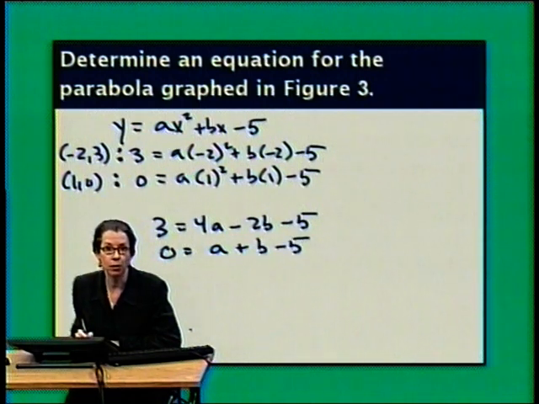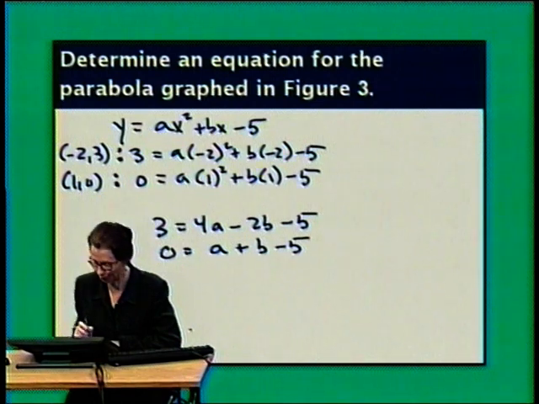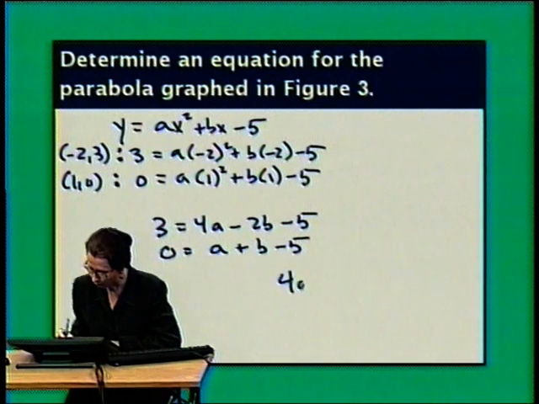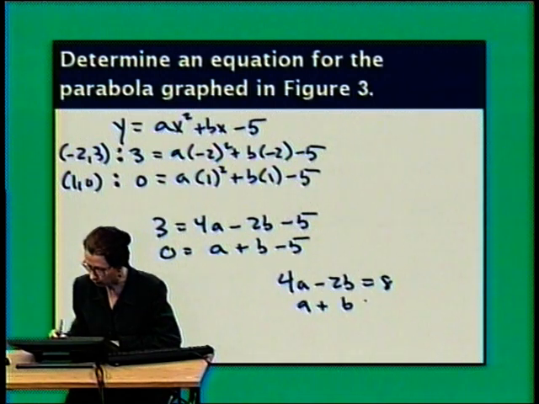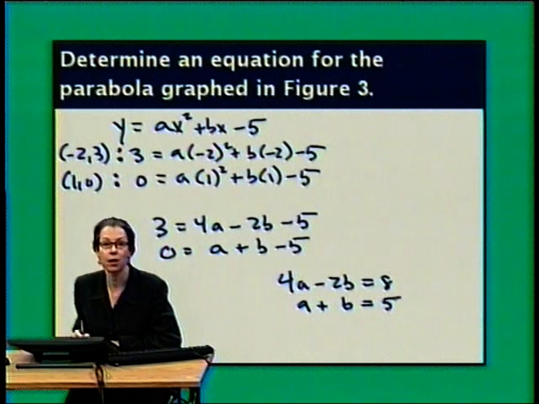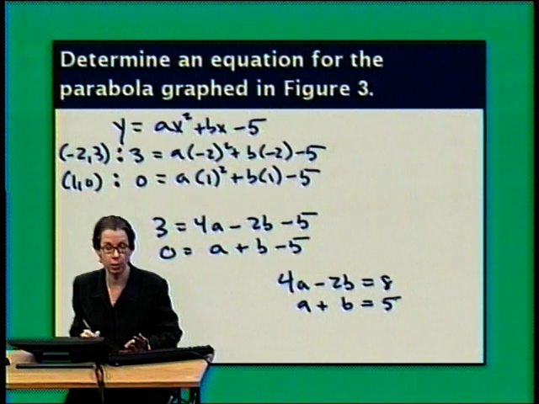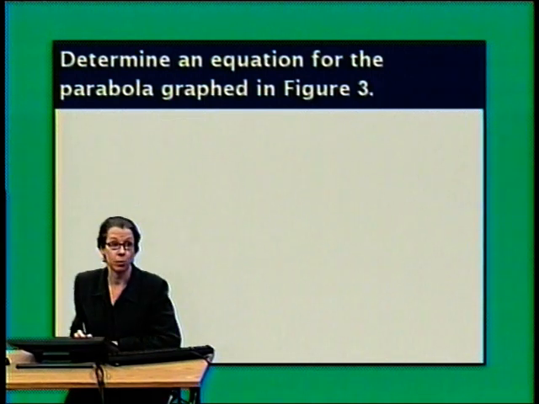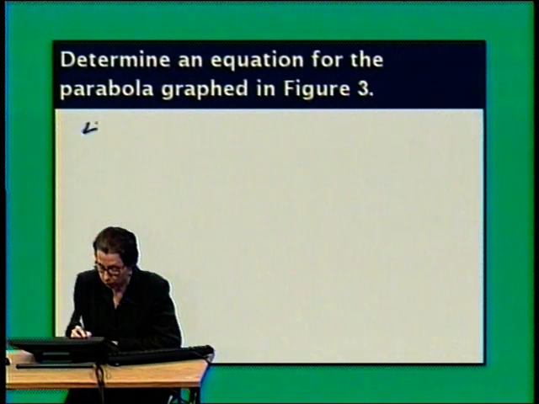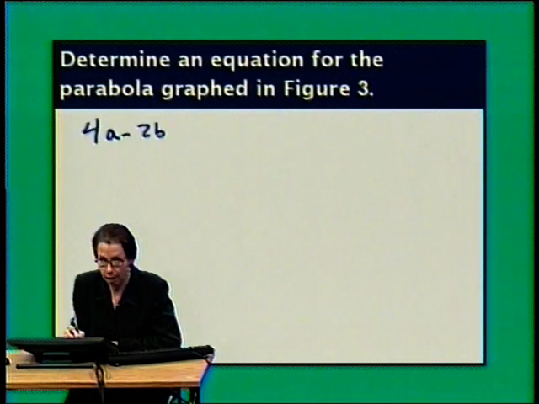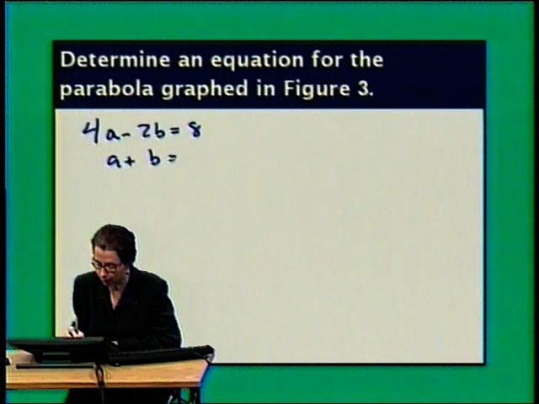Adding 5 to both sides of both of these equations leaves me with 4a minus 2b equals 8, and a plus b equals 5. So now I have a system of two equations and two unknowns that I can solve for a and b. So now let's solve that system to determine a and b. So our system was 4a minus 2b equals 8, and a plus b equals 5.